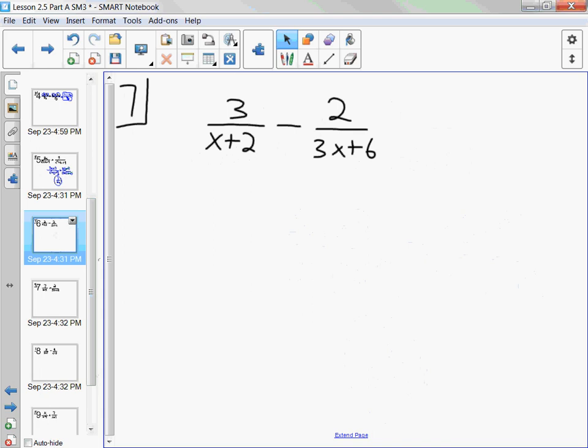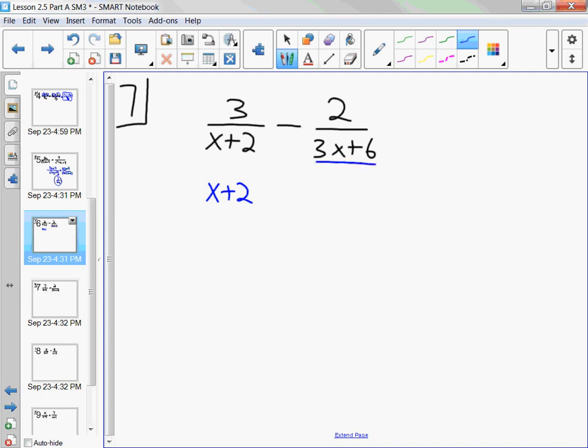Okay, this next problem, we need to factor. First of all, the first denominator is x plus 2. It can't factor at all. The second denominator, I can factor out a common factor of 3. That leaves me with x plus 2, because 3 times x plus 2 would be 3x plus 6. Well, notice that this one has a factor of x plus 2. This one has a factor of x plus 2. The only thing I'm missing over here is a 3.